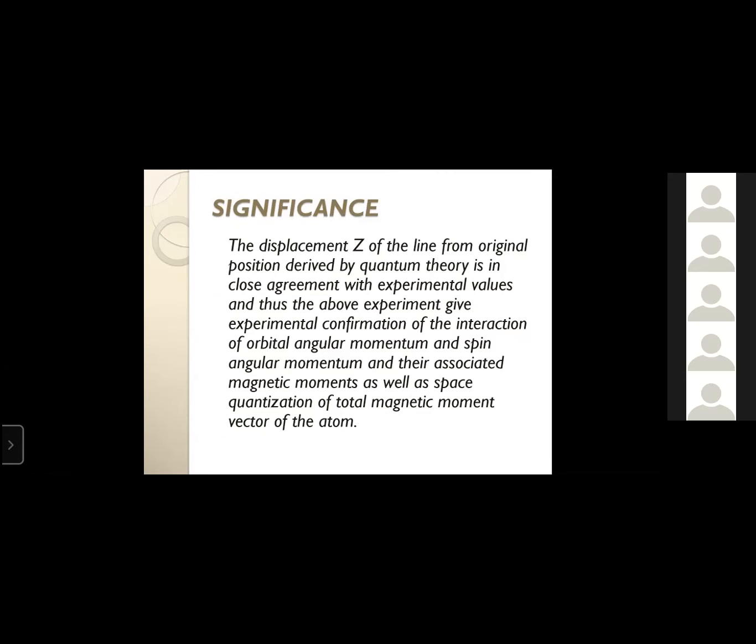Significance: the displacement z of the line from the original position derived by the quantum theory is in close agreement with experimental values, and thus the above experiment gives experimental confirmation of the interaction of orbital angular momentum and spin angular momentum and their associated magnetic moments, as well as space quantization of the total magnetic moment vector of the atom.